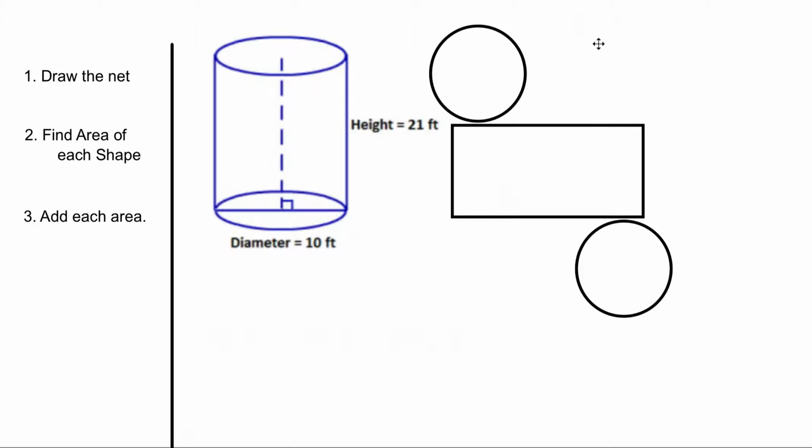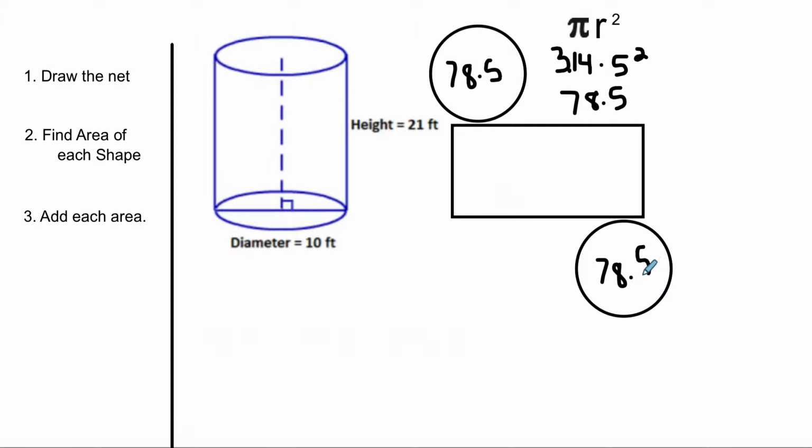So let's find the area of the circle. Remember, area is pi r squared. So we need to take 3.14 times our radius. Well, if our diameter was 10, our radius would be 5 squared. So 5 squared is 25 times 3.14 is 78.5. So each of these circles is 78.5 feet squared.